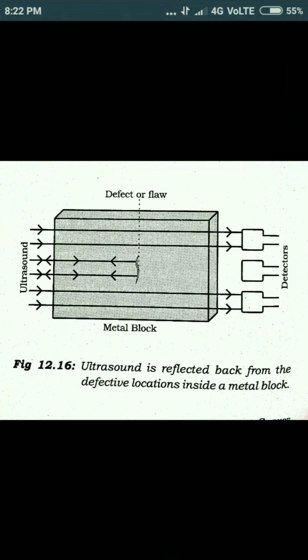There are many applications of ultrasound, which will be discussed now. Ultrasound is sometimes used to detect if there is any defect or flaw inside a metal block. As seen in the diagram, ultrasound is allowed to pass through the metal block, and detectors are kept on the other side of it. If there is no defect, the ultrasound passes through without any problem. But if there is a defect, it will not be able to go through, and the detectors will not be able to sense it. In that way, any defect in the metal block can be known.